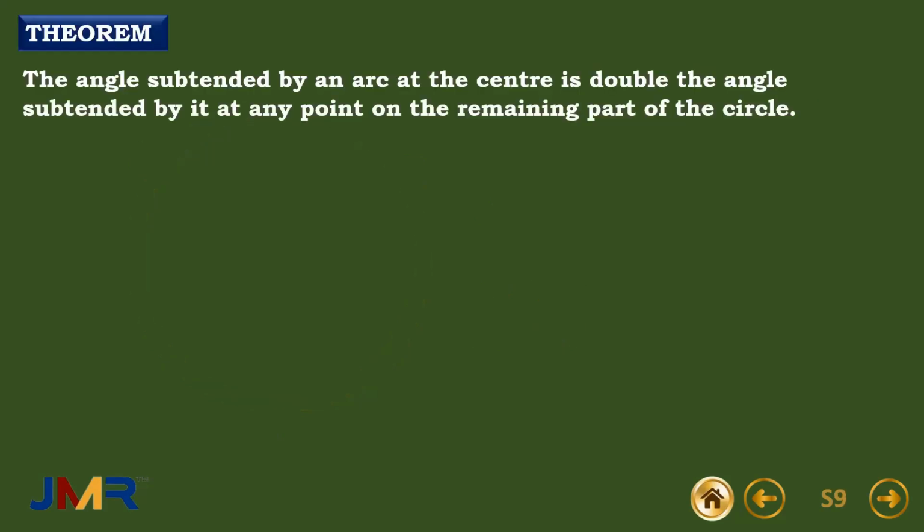Let us go further. An angle subtended by an arc at the center is double the angle subtended by it at any point on the remaining part of the circle. Once again, I repeat, the angle subtended by an arc at the center is double the angle subtended by it at any point on the remaining part of the circle.